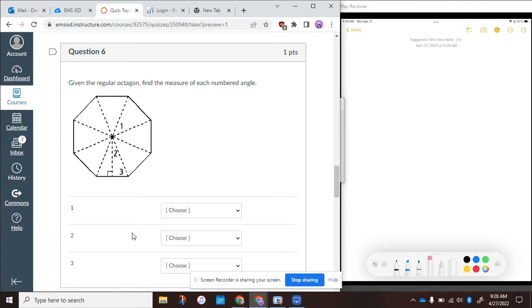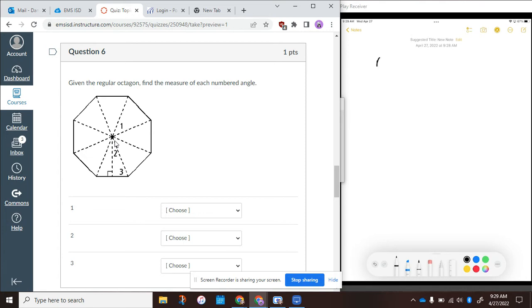Okay, as we look at our octagon, we have to remember that all of these central angles down inside of here are just like a circle. If you took all 8 of those and added them all up, it would be equal to 360.